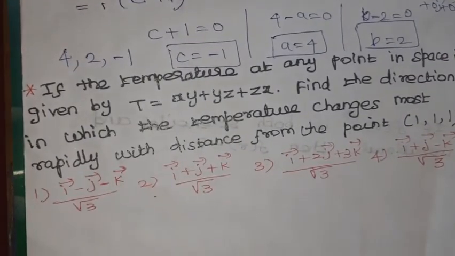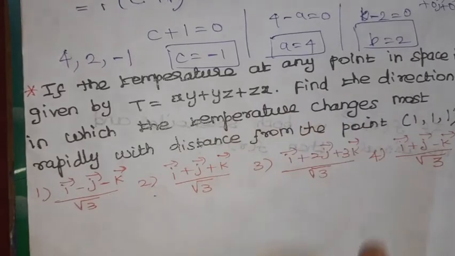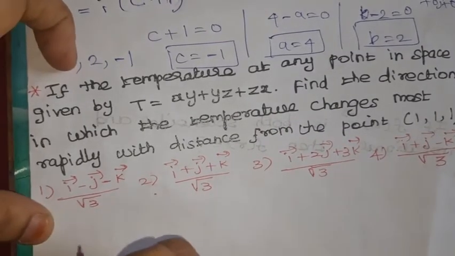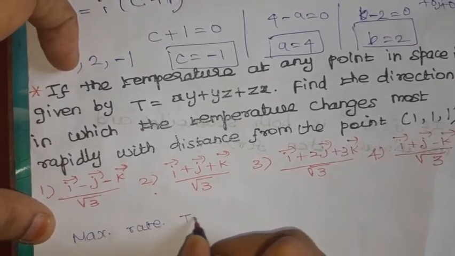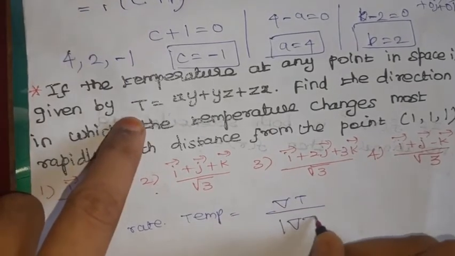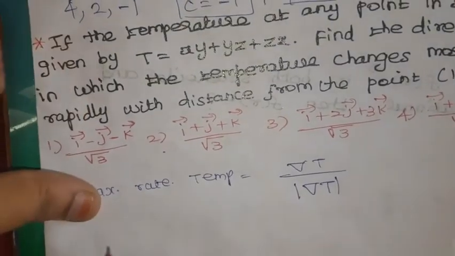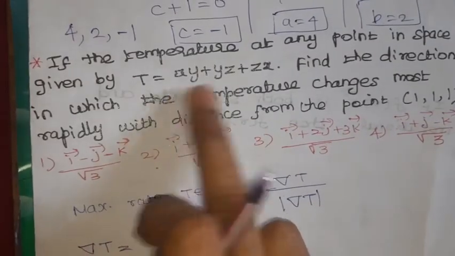Then if the temperature at any point in space is given by T equal to the given expression, find the direction in which the temperature changes most rapidly with distance from the given point. So this is like that mosquito problem we have seen previously. So the direction of maximum rate of temperature change, how can we find out? Del T divided by modulus del T. Very simple, find del T and then find its magnitude. So what is del T?